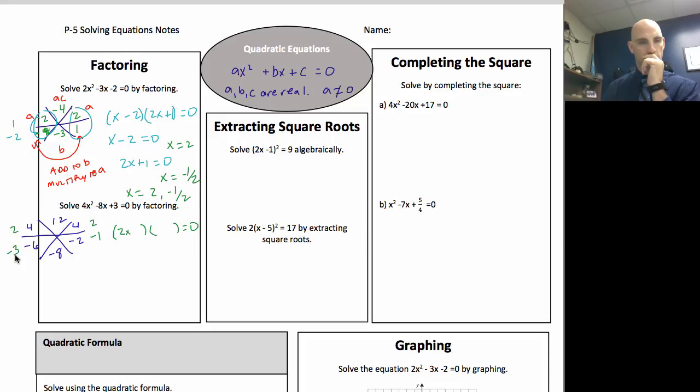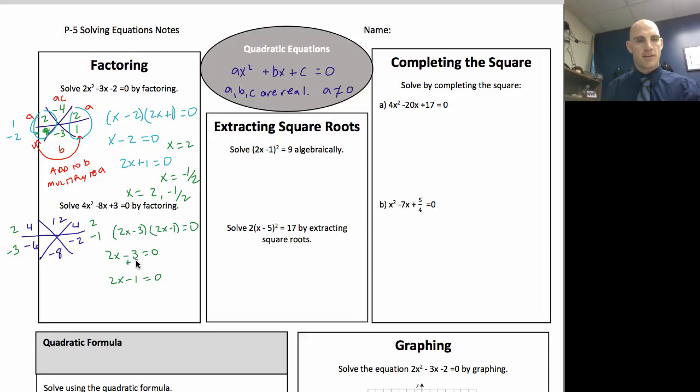2x, so 2x minus 3. Over here, it's 2x minus 1. And that makes sense. I've got a lead coefficient of 4 here, so it makes sense that the coefficients on my x terms are going to have to multiply to 4. And so that means 2x minus 3 equals 0, or 2x minus 1 equals 0.